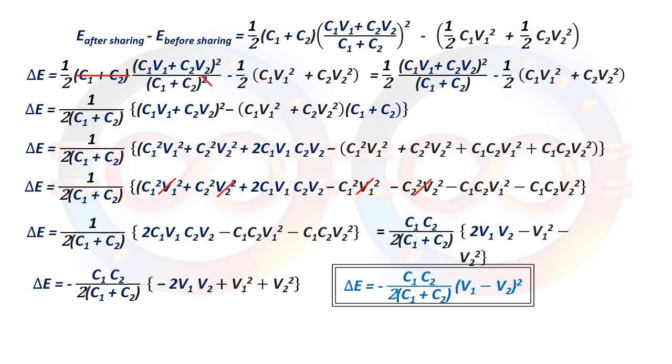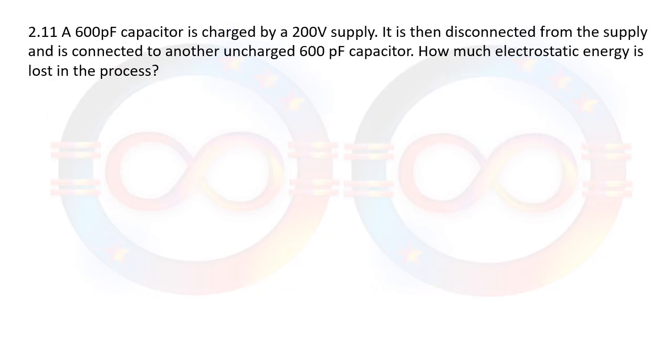Loss in energy occurs. So what formula are we going to use for the previous question? It is delta E is equal to minus C1 C2 upon 2 into C1 plus C2 into V1 minus V2 the whole square, or modulus of potential difference the whole square. Now come to the question again. First C1 is given 600 picofarad, V1 is 200 volt. For C2, the one which was uncharged, voltage will be 0, and similar capacity means 600 picofarad.